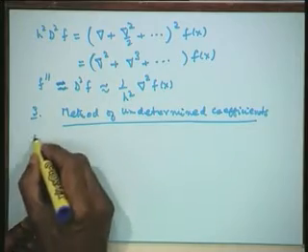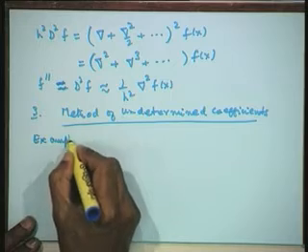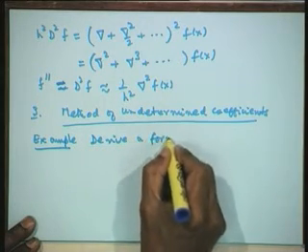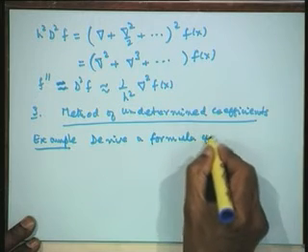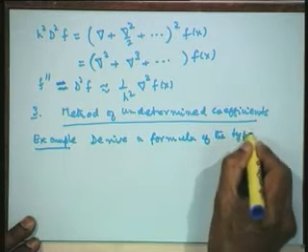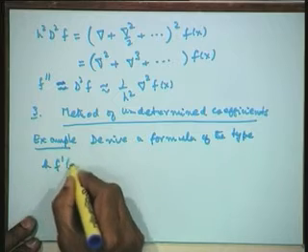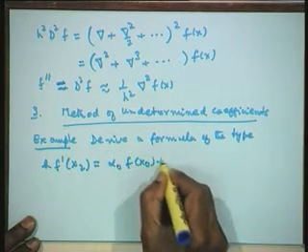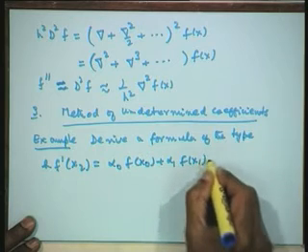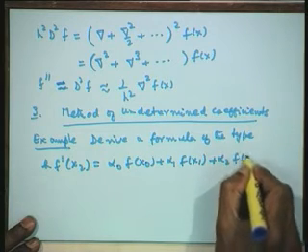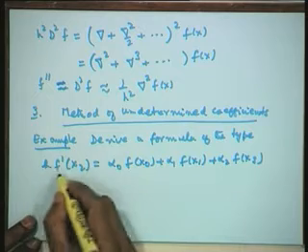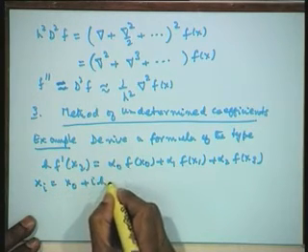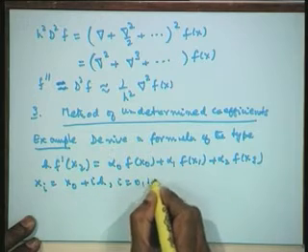Let us take it as an example. Now, derive a formula of the type h f dash x 2 is alpha naught f x naught, alpha 1 f x 1, alpha 2 f x 3, where x i is equal to x naught plus i h, i is equal to 0, 1, 2, 3.